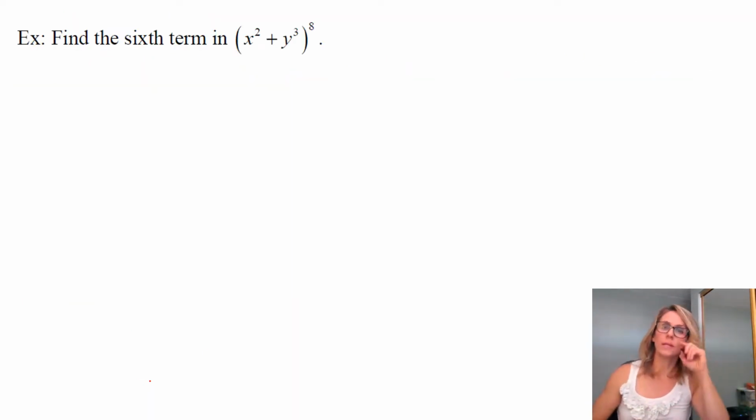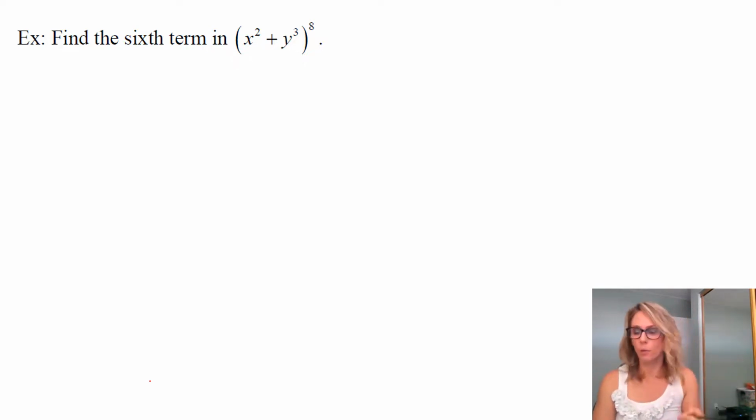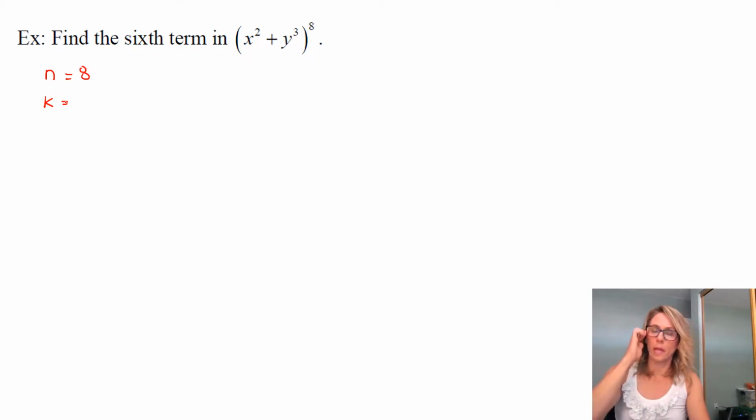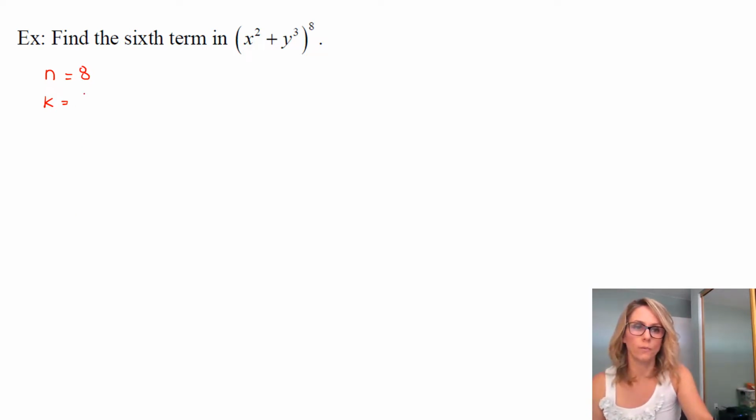Now, if you want, you could take a moment, you could pause, see if you can find the sixth term in this binomial that's being raised to the 8th power. So we have n to the 8th. Our job is to find the sixth term. So we do have to think about the fact that k starts at 0. So 0, 1, 2, 3, 4, 5 is going to be the sixth term. So k equals 5. Don't forget that.